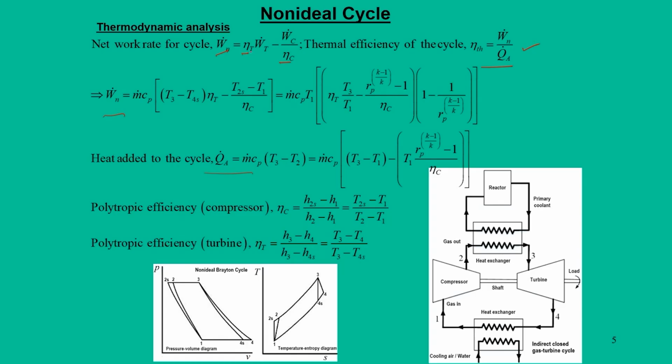Now, how do you define the polytropic or isentropic efficiency for compressor and turbine? We mentioned that for the compressor it is the isentropic enthalpy drop to the actual drop, but for the turbine it is the actual drop to the isentropic enthalpy drop. Since we treat this gas as an ideal gas, we introduce H is equal to Cp times T, so that enthalpy becomes a function of temperature.